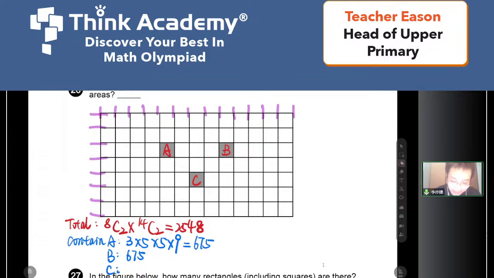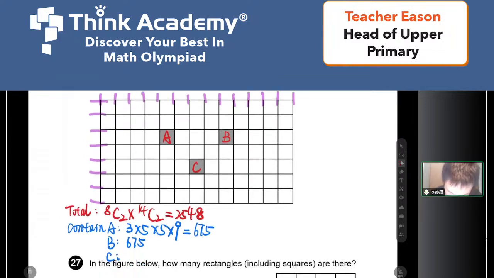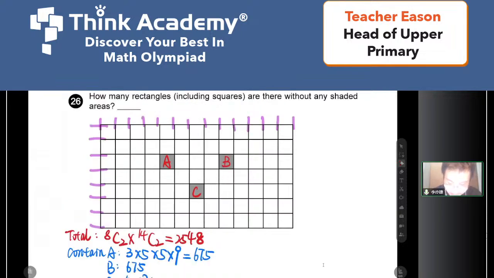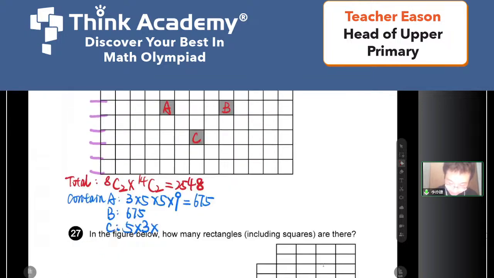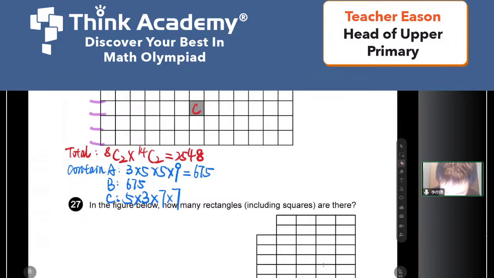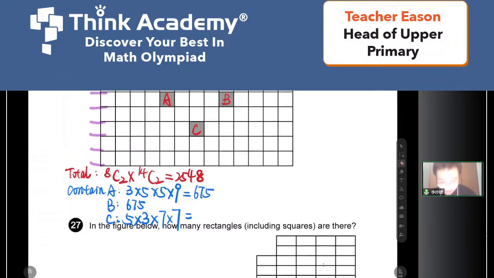So the top length is above C, which has 5 choices. The bottom length is below the C, which has 3 choices. And the left side should be on the left, and the right side on the right. So all of them have 7, right? We have 7 options for both left and right. So in total, we should have 15 times 49. So this is 735.